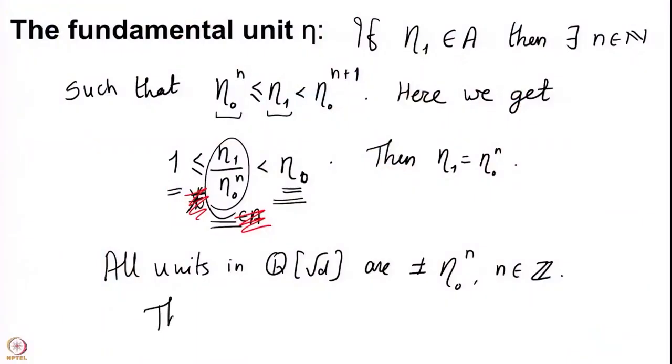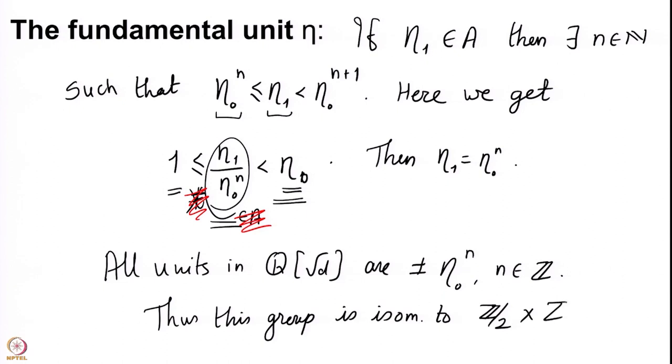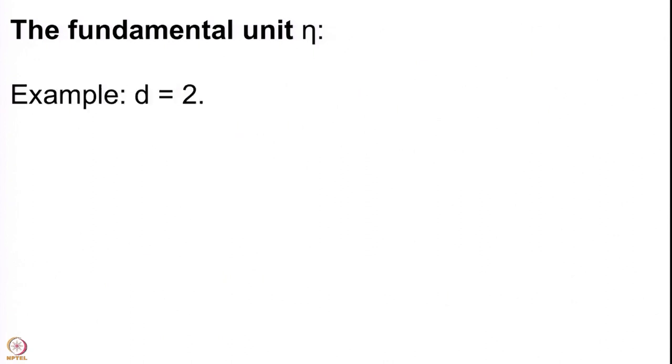So, thus this group is isomorphic to Z by 2Z cross integers. So, we have proved Dirichlet's theorem completely for the quadratic case, and we have also obtained the fundamental unit eta naught. Let us try to do an example.